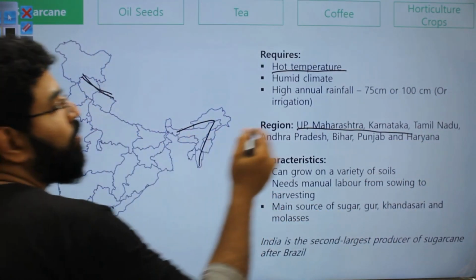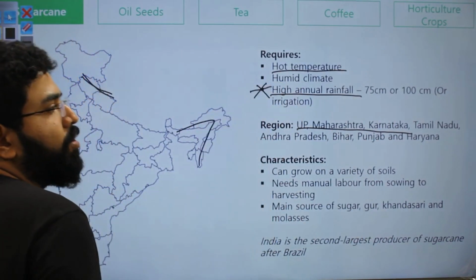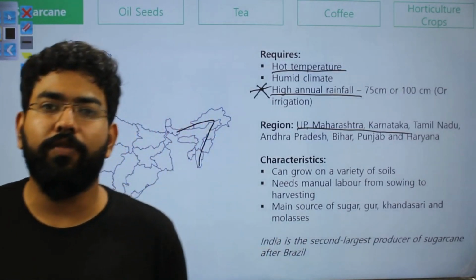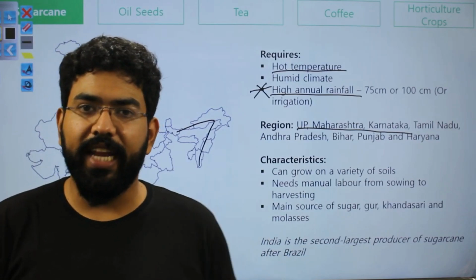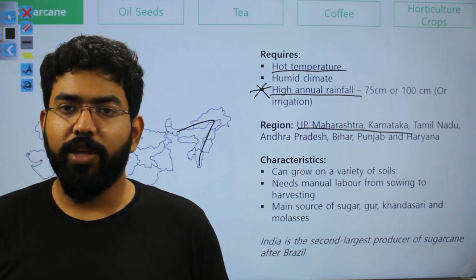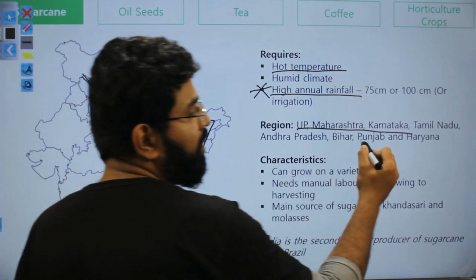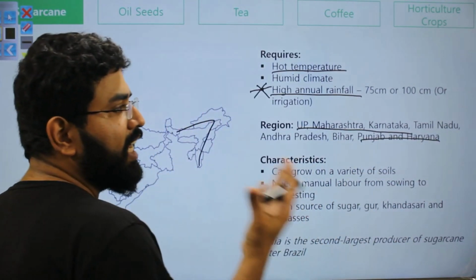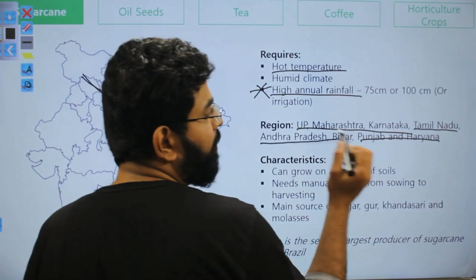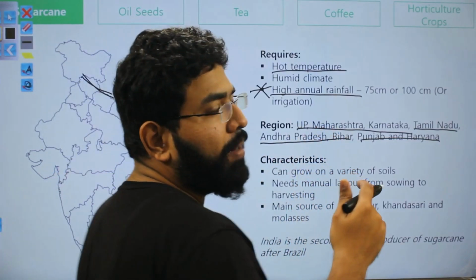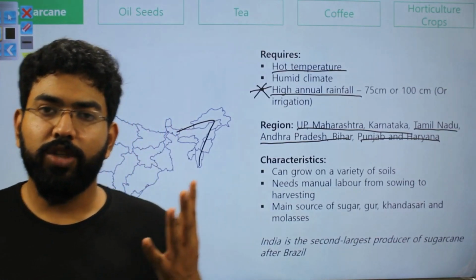Then it requires high annual rainfall. One of the most important requirements is a lot of rainfall, or if there is less rainfall, you need irrigation. So in areas where irrigation is developed well, you have cultivation of sugarcane. So we have Punjab and Haryana, where you have proper irrigation, or where you have rivers. Andhra Pradesh, Bihar, Tamil Nadu, then Maharashtra and Karnataka as well. In these areas you will find the cultivation of sugarcane.